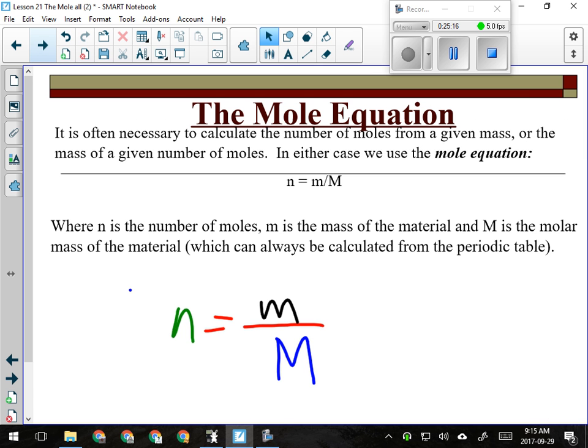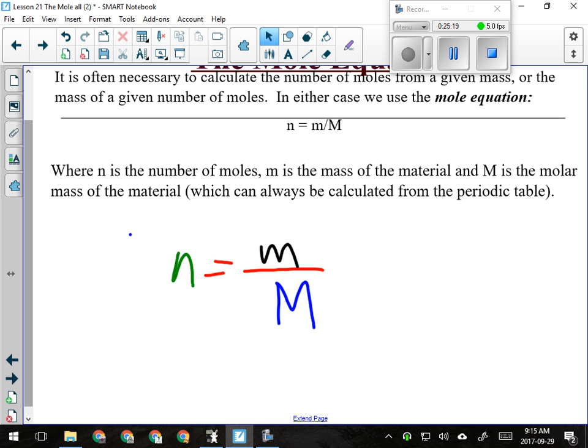All right, mole equation. N equals little m over big M. N represents the number of moles. Little m, which is on the top of the equation, represents the mass in grams. And big M, which is on the bottom, is molar mass in grams per mole. So N is the number of moles, little m is the mass of the material in grams, and big M is the molar mass of the material, in grams per mole.